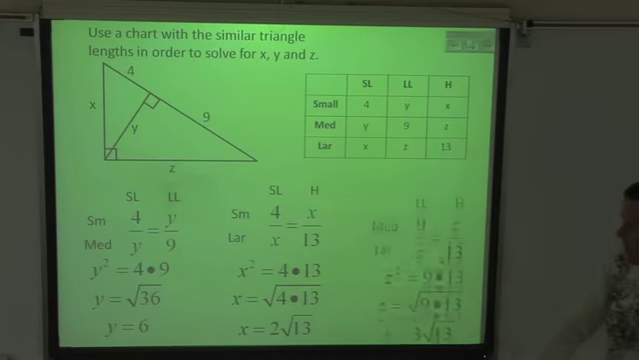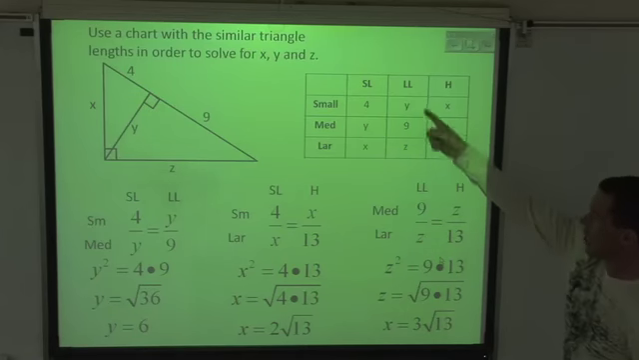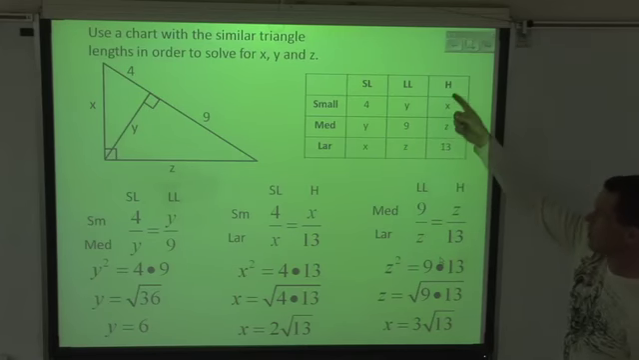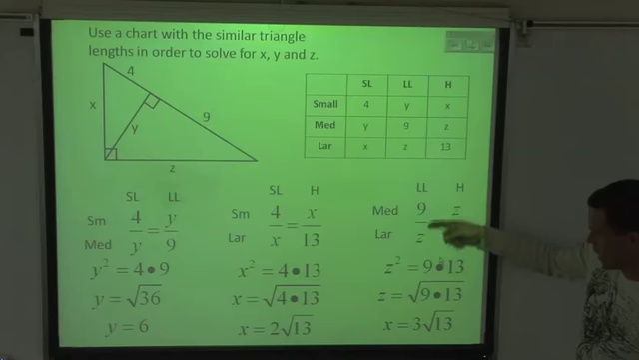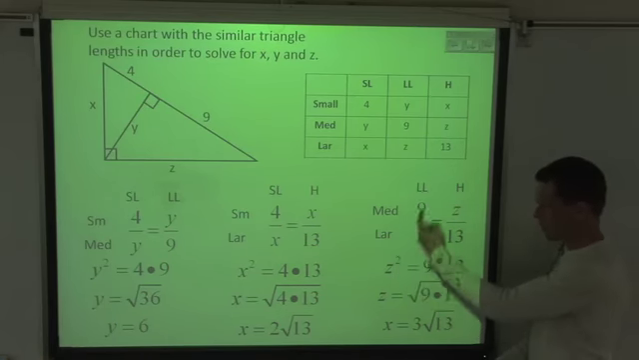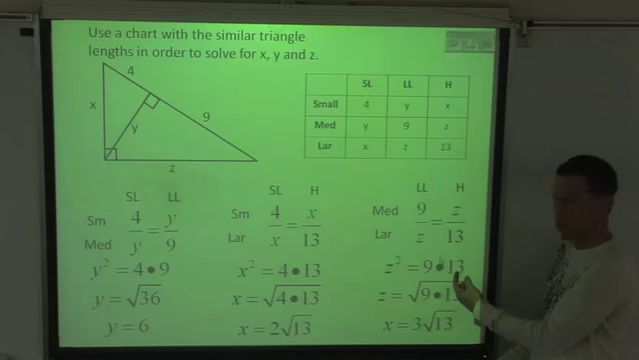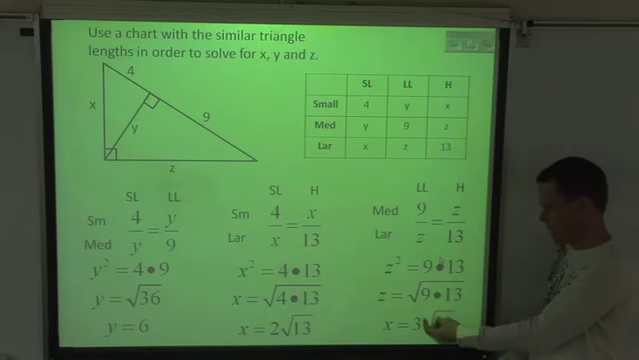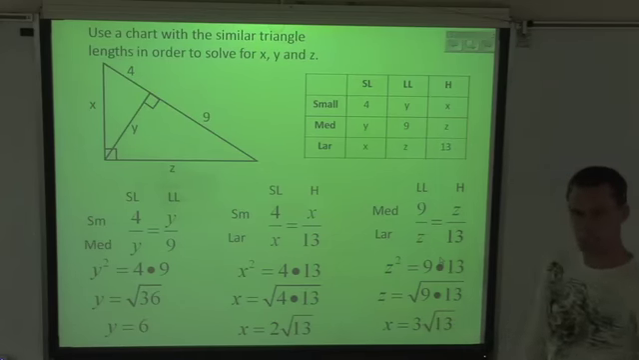Take a quick look at z and we are done. Long leg, medium to large. Hypotenuse, medium to large. 9 over z, z over 13. Z squared equals 9 times 13. Don't even multiply them because the square root of 9 is 3 and 13 stays there.